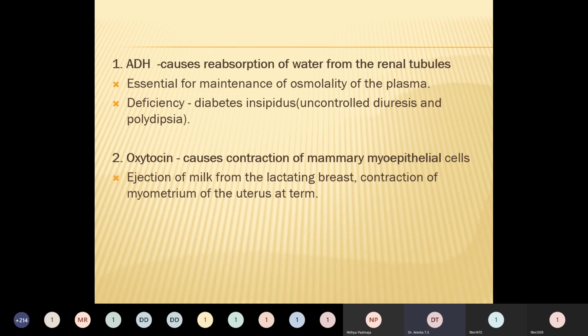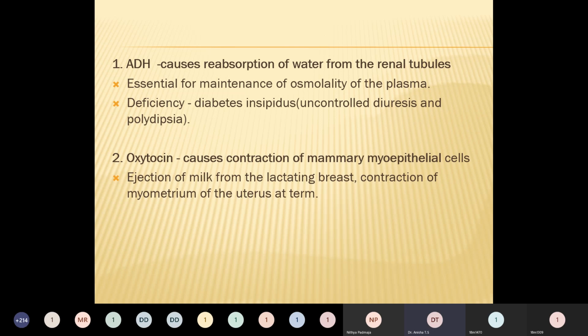Myo means muscle. So they are smooth muscle cells which line the ducts of the mammary gland. When these ducts contract, there will be secretion of milk. So they help in the ejection of milk from the lactating breast, and they also help in the contraction of the myometrium of the uterus. This oxytocin is naturally produced, and it helps in the contraction of the uterus.